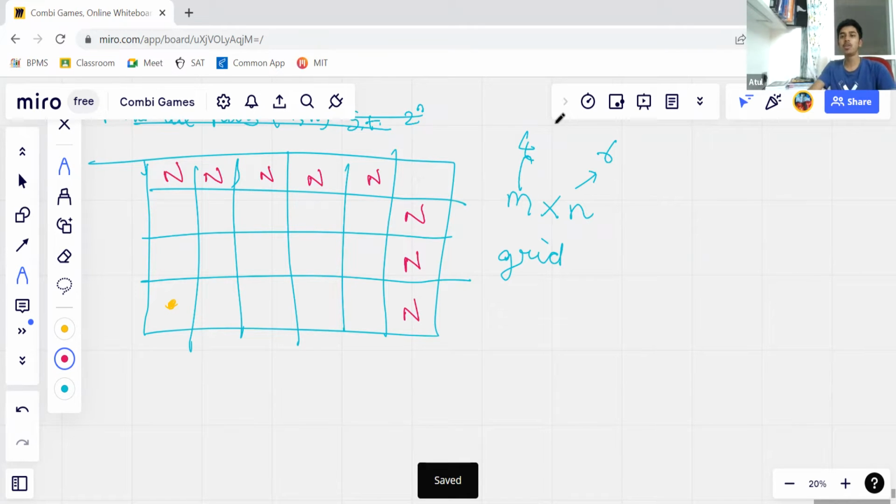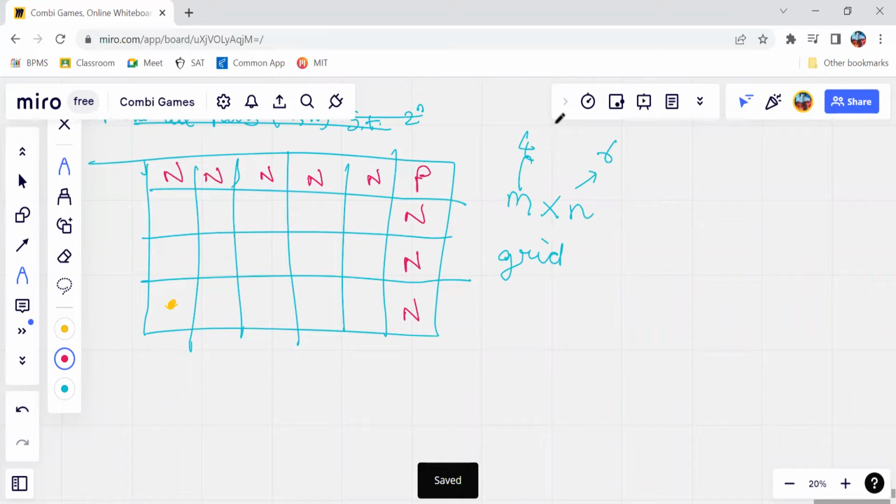So the top right corner, if you reach there, you win. So this is a P position. Yes. And this is an N position because from here, the next player can just directly move to the top right. Does that make sense?